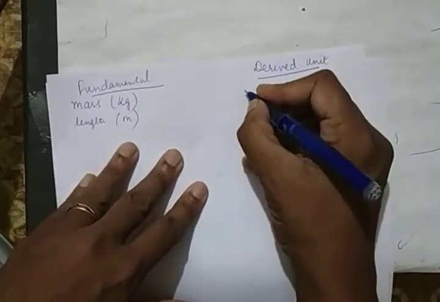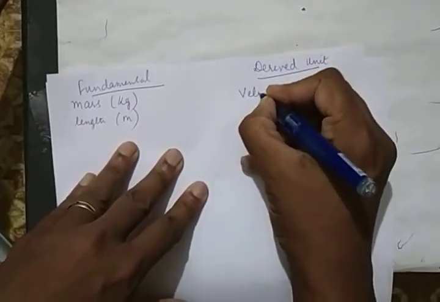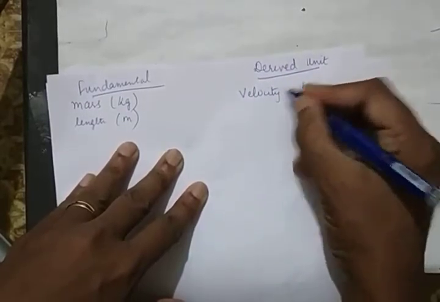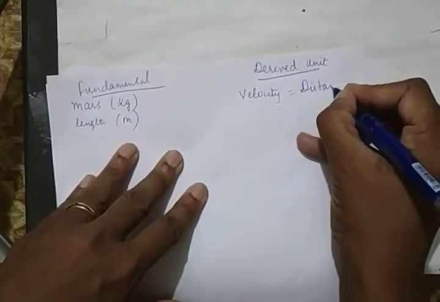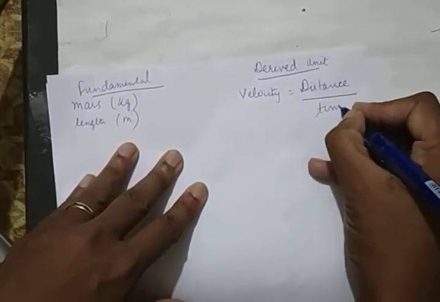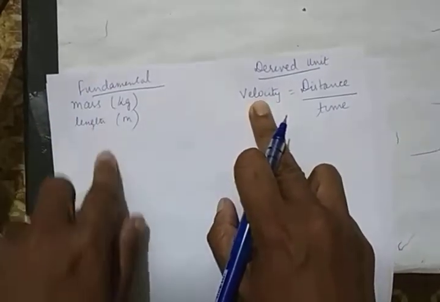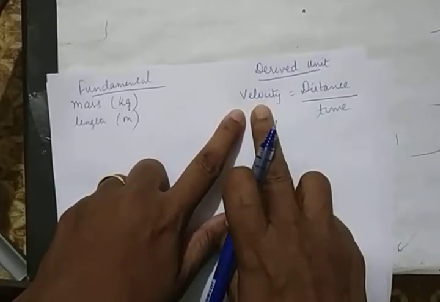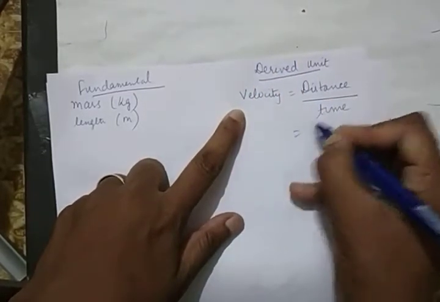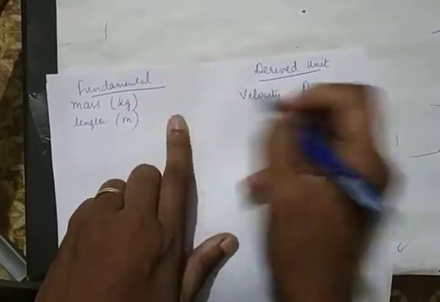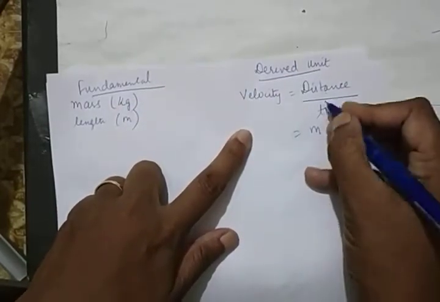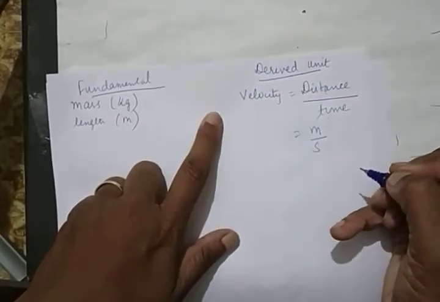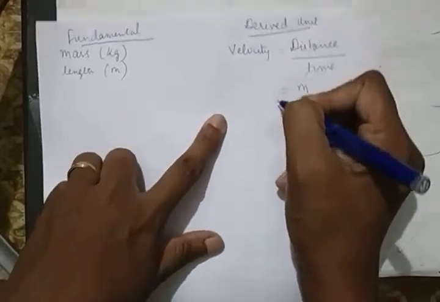Let's see, for example, velocity. Speed is equal to distance upon time. Now velocity is not a fundamental quantity. You don't have it in the table of fundamental quantities, so it is a derived unit. How do you derive its unit? Go to the basic formula. Distance and time are fundamental, distance SI unit is meter, time is second. So velocity's unit is meter per second. Is it clear, children? So these are called derived units.